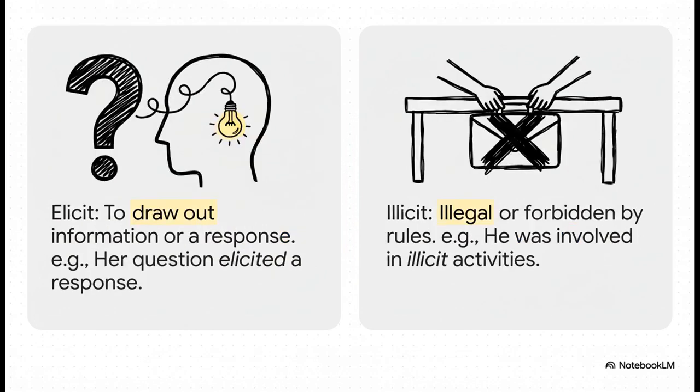Okay, elicit and illicit. These sound nearly identical when you say them, but whoa, their meanings are totally different. To elicit with an E is to draw something out, like when a good question elicits a great answer from the class. But illicit with an I means illegal, forbidden. You definitely don't want to mix these two up. That can make for a very, very strange sentence.